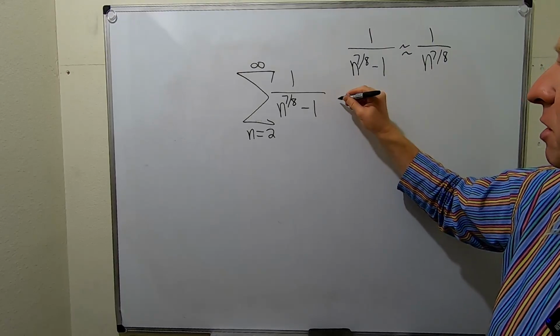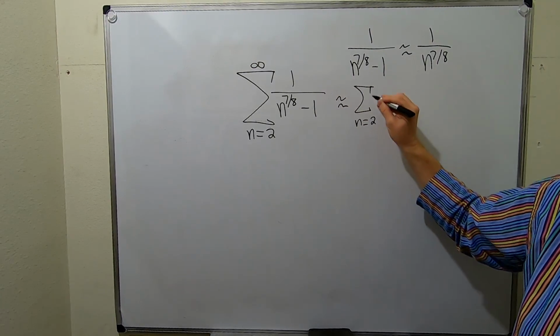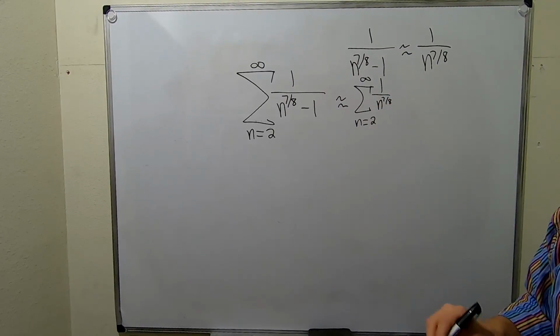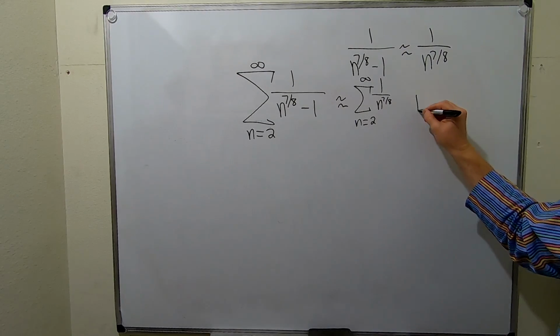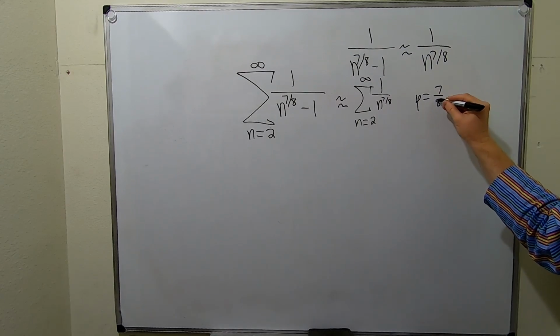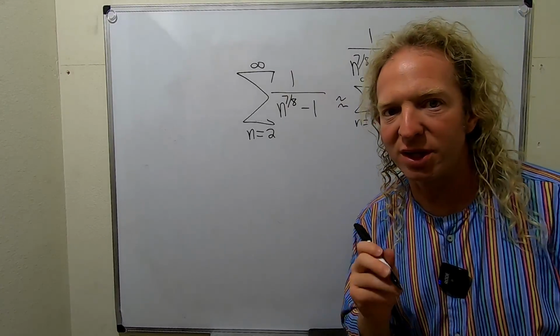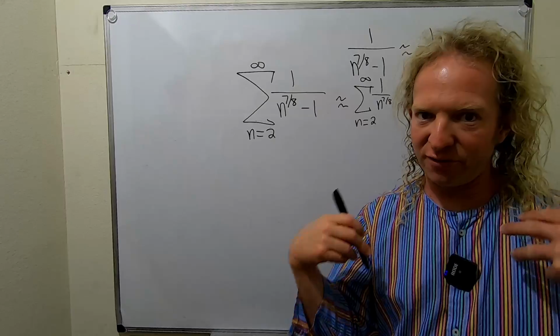So this series will pretty much behave like this series. Right? They're pretty much the same. Okay. So this is a divergent p-series because p is equal to 7/8 and it's less than or equal to 1. And recall that a p-series diverges when p is less than or equal to 1. So now that tells us that we have to show divergence.